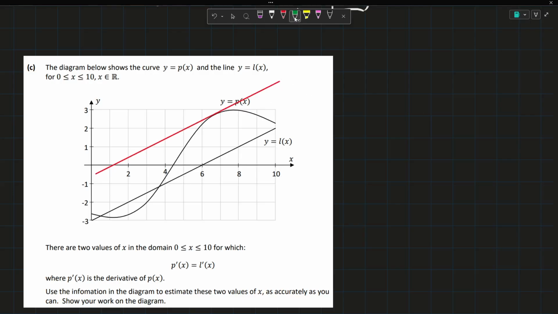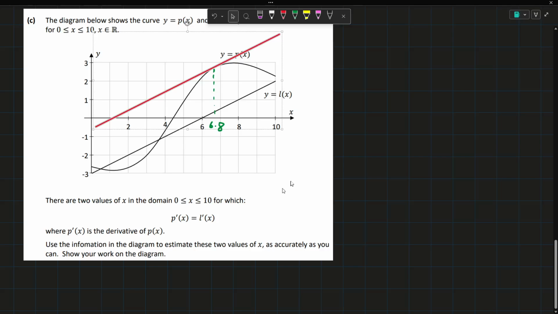So if we figure out what the x value is there, roughly, it's about 6.7-ish, because this is 7 here, so this is about 6.7, 6.75 maybe. If you draw it more accurately, what you're supposed to get is 6.8, but as long as you show your workings correctly, it doesn't matter. So 6.8 is one of our values of x.